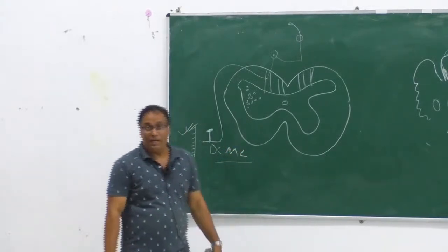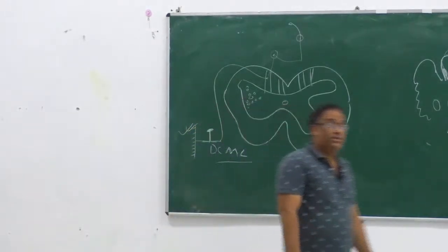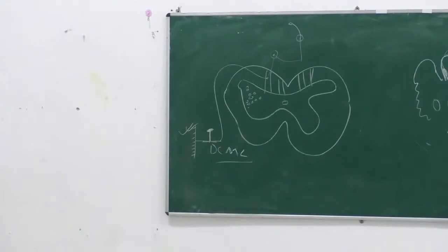Dorsal column, medial lemniscus is for the sensation of fine touch, vibration, proprioception, etc. Right? What do you mean by proprioception? Proprioceptor kara? Muscle spindle and Golgi tendon organs. Golgi tendon T for tension and muscle spindle S for strength is related to very much.